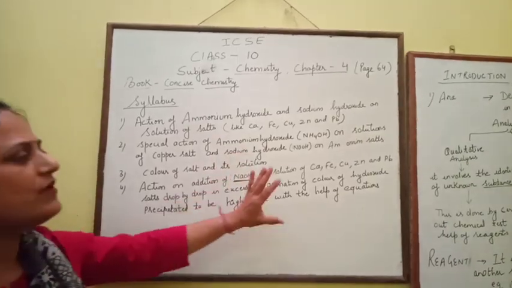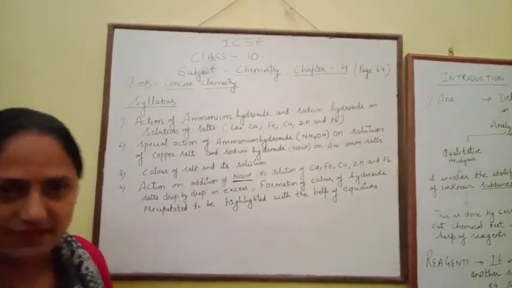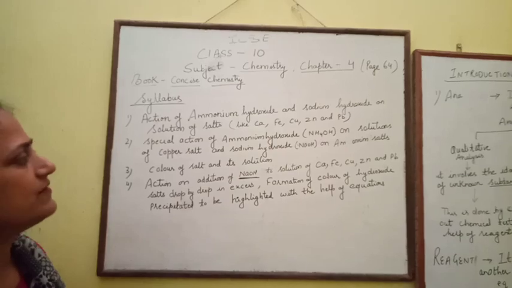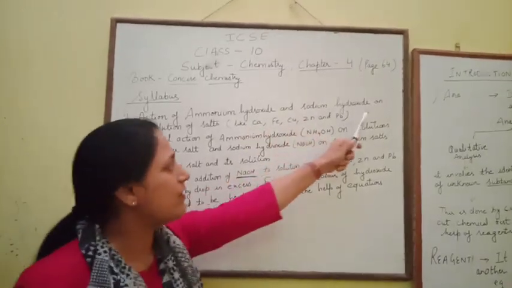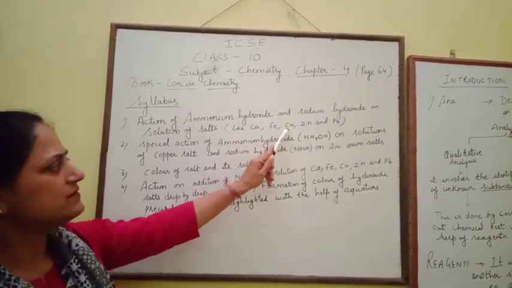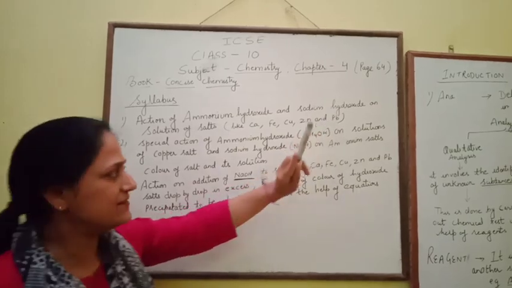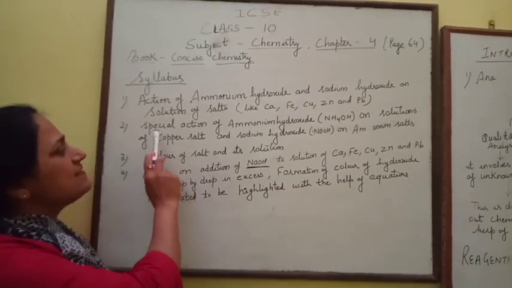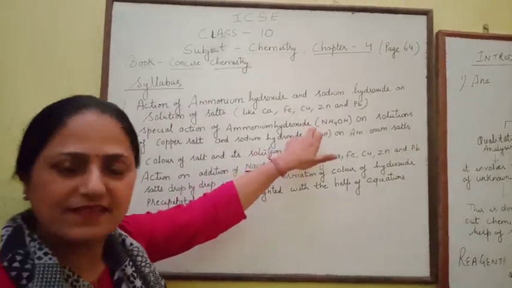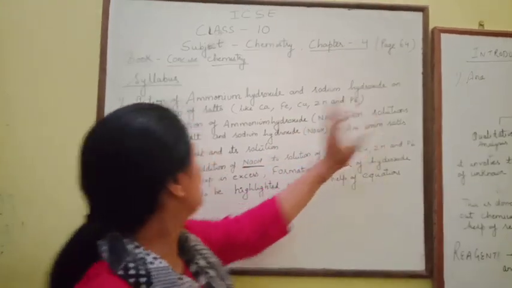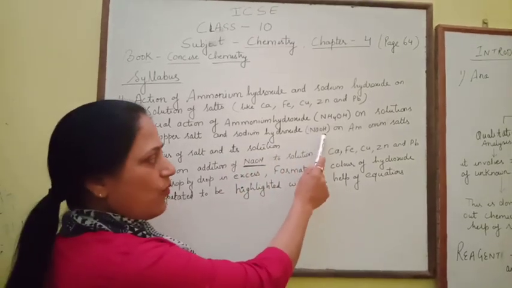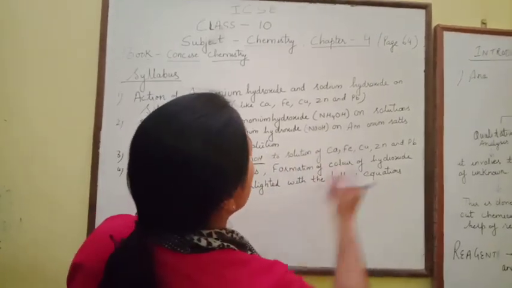To begin this chapter, first of all, let me tell you the syllabus we are going to cover. The first topic is the action of sodium hydroxide and ammonium hydroxide on solutions of salts. Which salts will we take? Calcium, iron, copper, zinc and lead. The second topic is the special action of ammonium hydroxide, whose formula is NH4OH, on solutions of copper salt, and sodium hydroxide, that is NaOH, on ammonium salts.